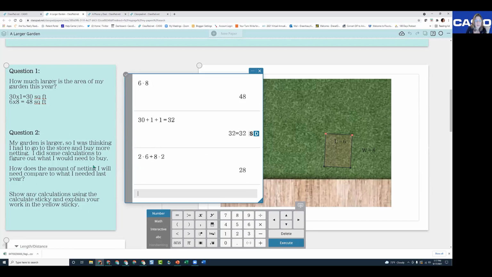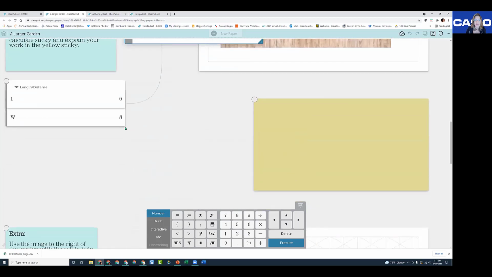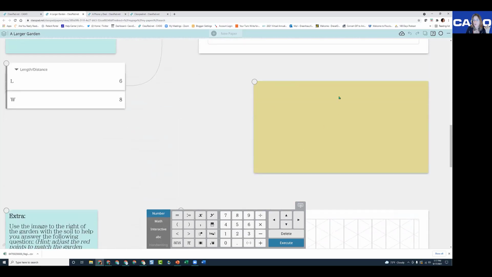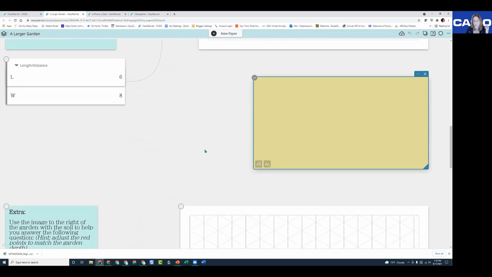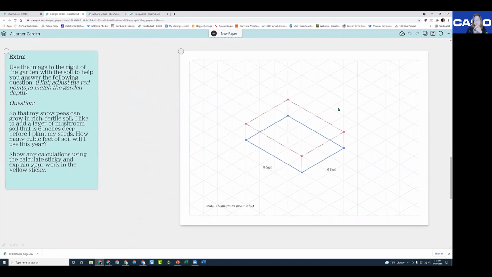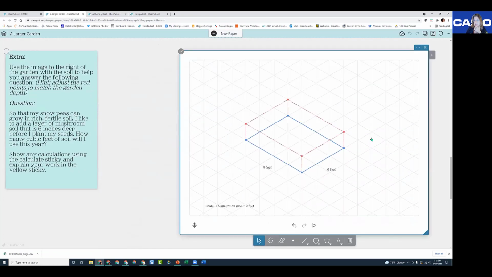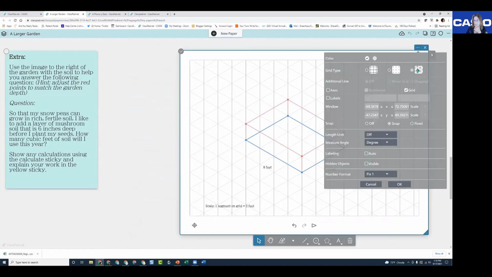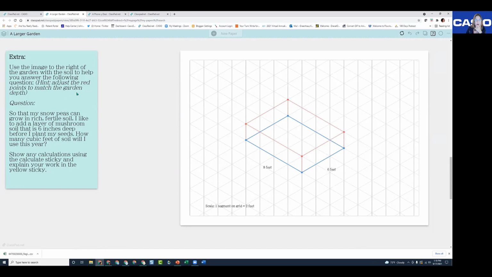So all these different things that you're exploring, you're able to use images, you're able to use, what do they understand about area, about perimeter? And then we move to the last question. And so notice here, there's a yellow box where they're supposed to be doing all their work. The last question, this is still a geometry sticky, and I used an isometric grid here to kind of give a 3D look. It's talking about how they're going to, this is an extra. Problems of the week from NCTM always have an extra, which is a great way to differentiate in your classroom.